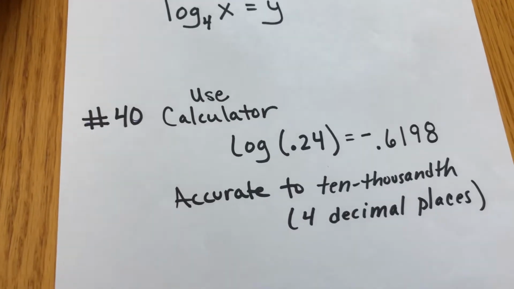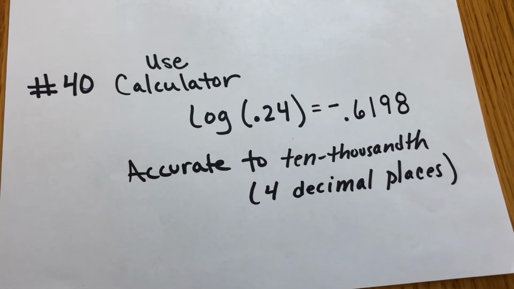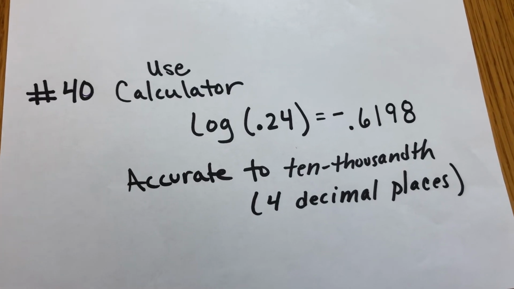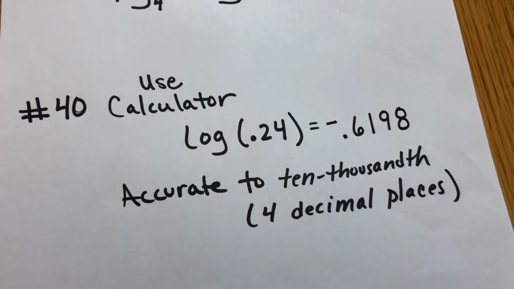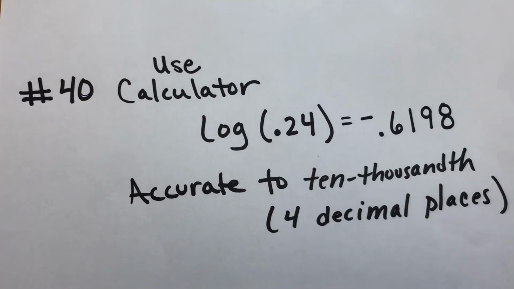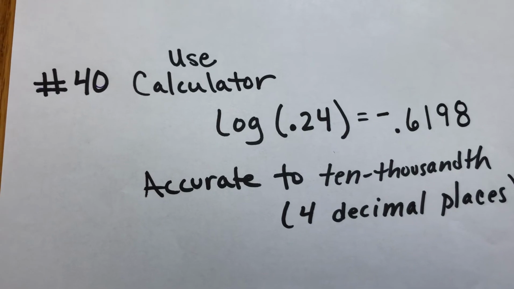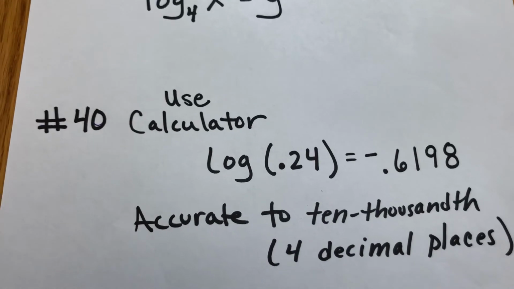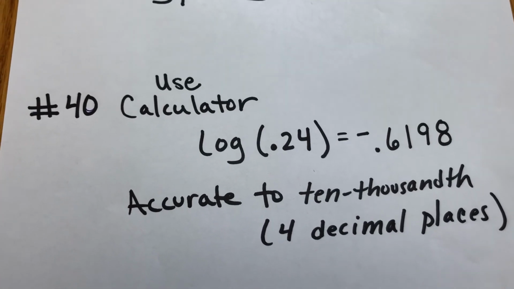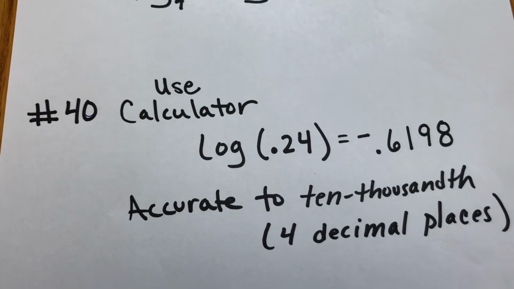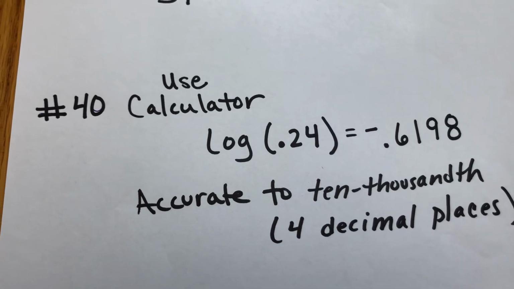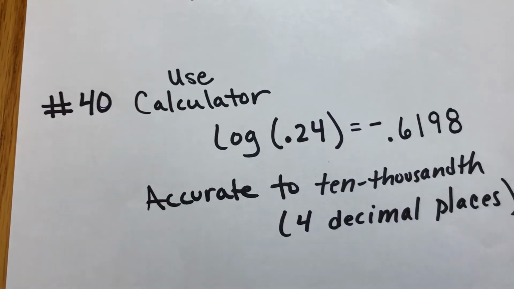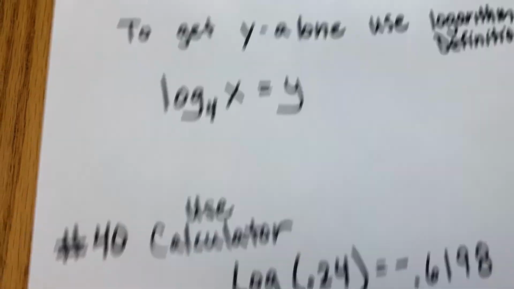And then number 40, I just wanted to quickly mention because that just says use a calculator. Again, you can find that on Desmos if you want to, or just on any calculator. If you turn your iPhone sideways, there's a log button there. You just type in log, and then in parentheses 0.24. What I wanted to point out is that the directions say it needs to be accurate to the 10,000th, which is 4 decimal places. So I had to type in negative 0.6198 to get it right. Again, I don't even know if number 40 is assigned, but just in that region, those types of problems, you have to be so accurate.